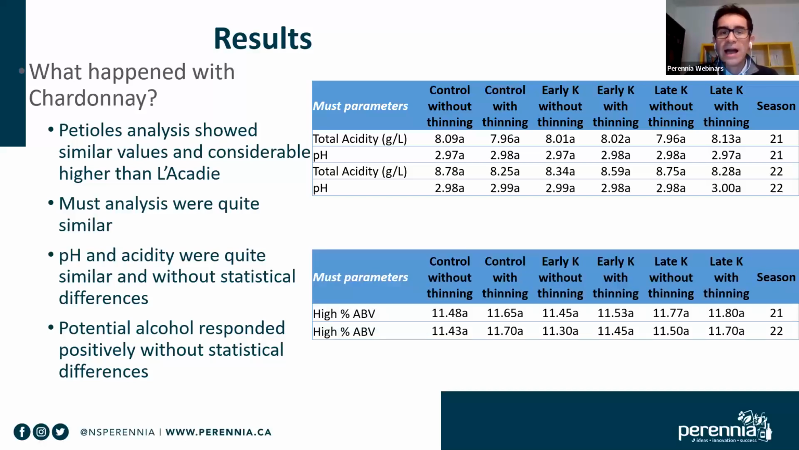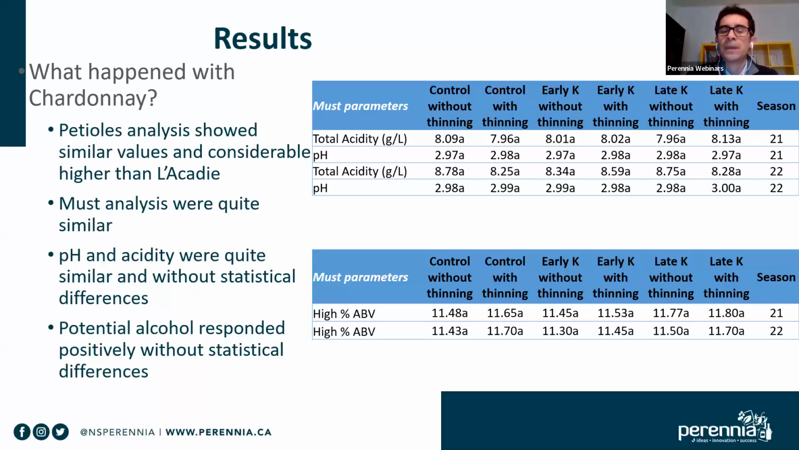The potential alcohol responded in a positive way, but without statistical difference. As you can see, again similar to the previous one, we can see the alcohol for all the treatments in 21 and 22. One of the biggest values were the late potassium with and without thinning. However, we didn't have statistical differences on these treatments. And again, the control with thinning presented usually higher values.